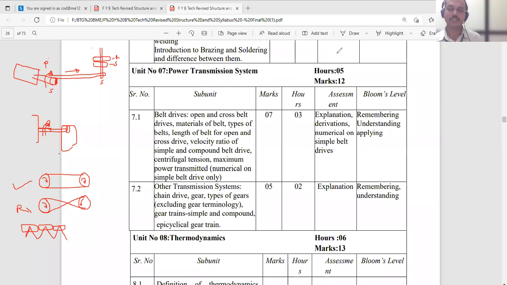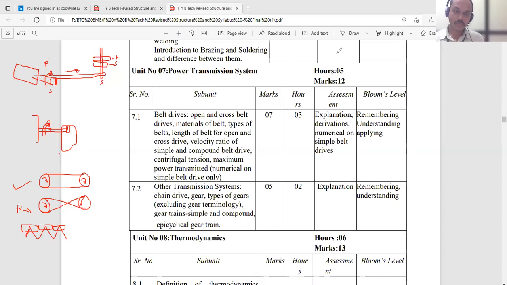So this is the chain drive. When a moderate distance is there, moderate means medium distance, at that time if we need to transfer maximum power, we can use the chain drive. In belt drive, slips may occur when there is a high load we have to transfer. Okay, when load is more, slippage may occur, but in chain drive it is not there.